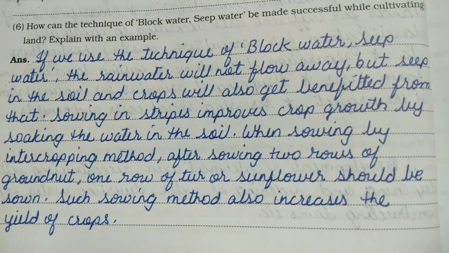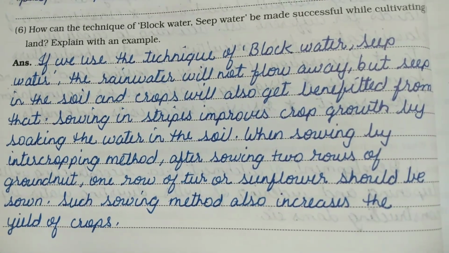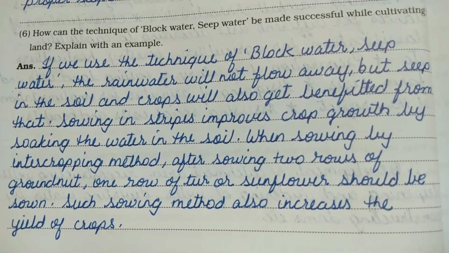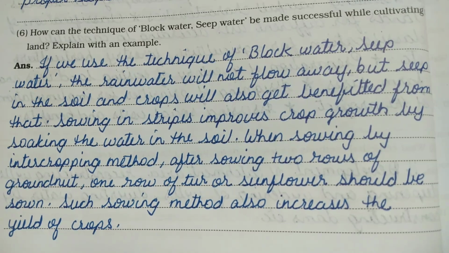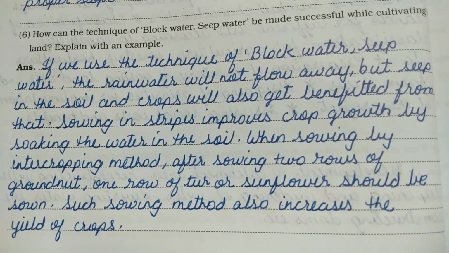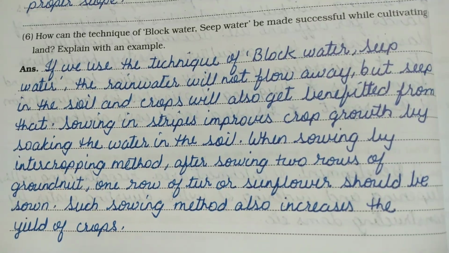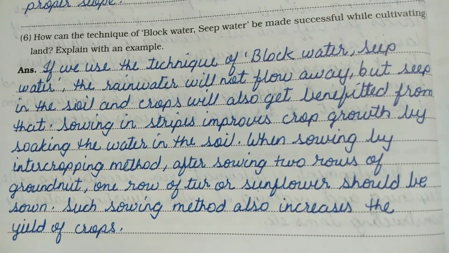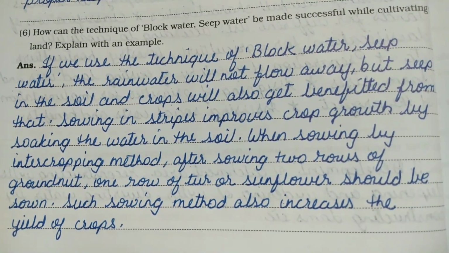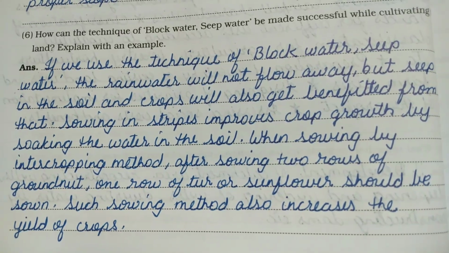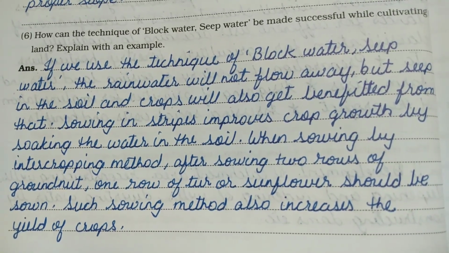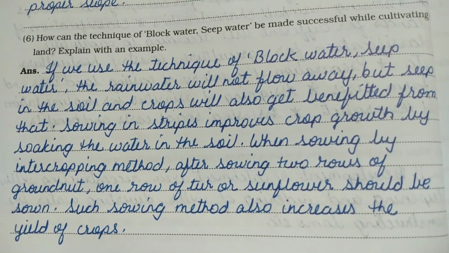Sowing in stripes improves crop growth by soaking the water in the soil. When sowing by the intercropping method, after sowing 2 rows of groundnut, 1 row of tur or sunflower should be sown. Such a sowing method also increases the yield of crops.